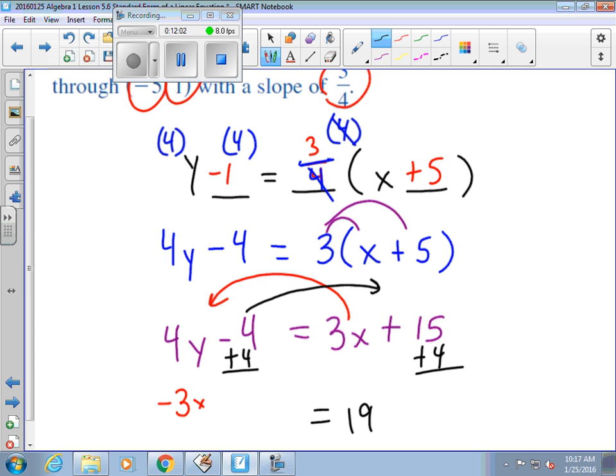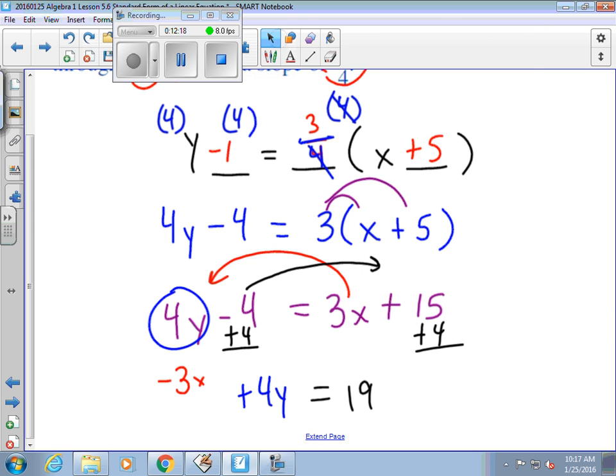And 4y, this is the part I see students get stuck on. They can do all of that work, and then they forget that there's a positive 4y there, and they'll leave off plus 4y. That one doesn't move. You don't have to manipulate that one at all. Therefore, negative 3x plus 4y equals 19. ax plus by equals c.